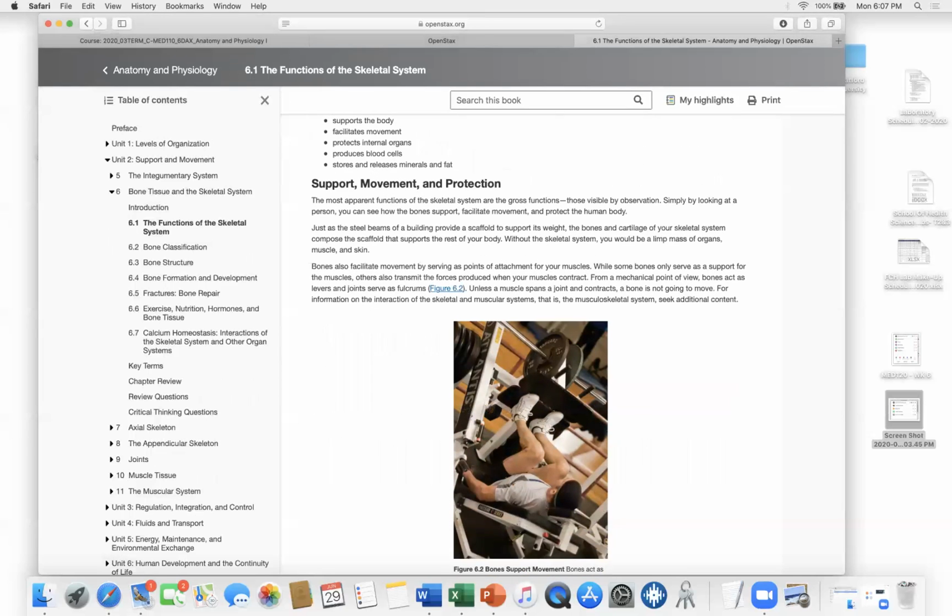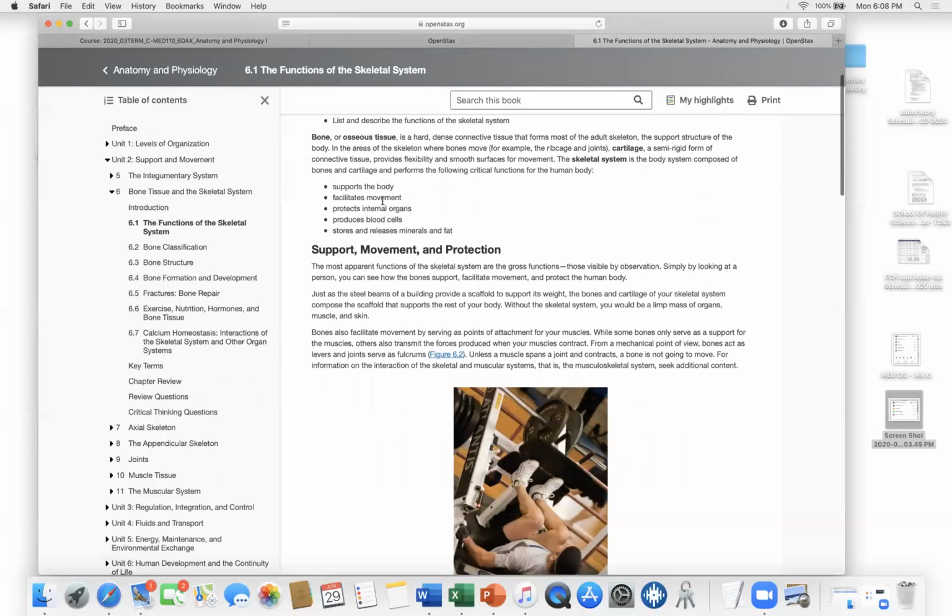But you could see that bone is a little bit more complicated than just supporting your body or facilitating movement. There's a lot more going on there. And there's also minerals like vitamin D. It gets stored in there, and it gets processed in there, and we're going to talk about that.